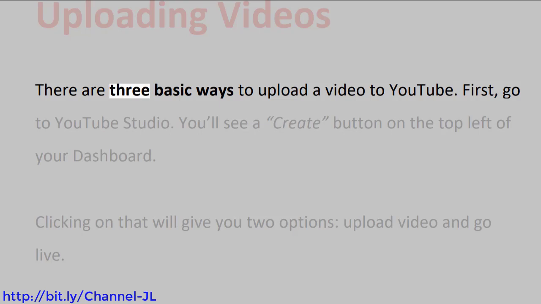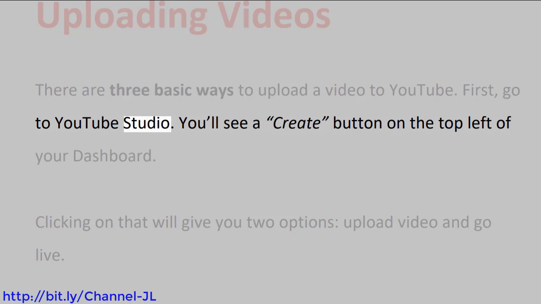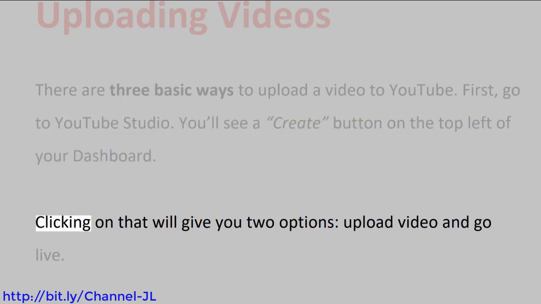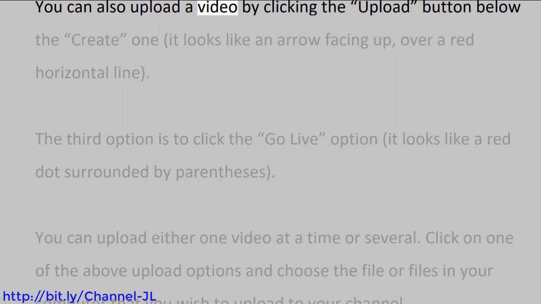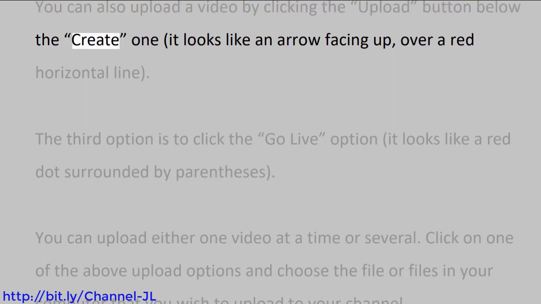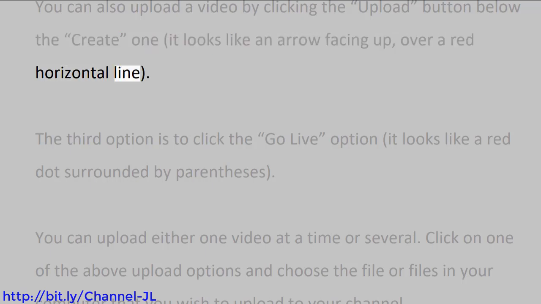There are 3 basic ways to upload a video to YouTube. First, go to YouTube Studio. You'll see a Create button on the top left of your dashboard. Clicking on that will give you two options: Upload Video and Go Live. You can also upload a video by clicking the Upload button below the Create one. It looks like an arrow facing up, over a red horizontal line.